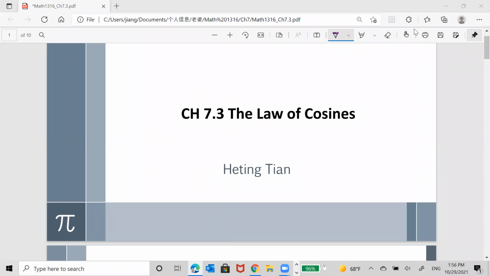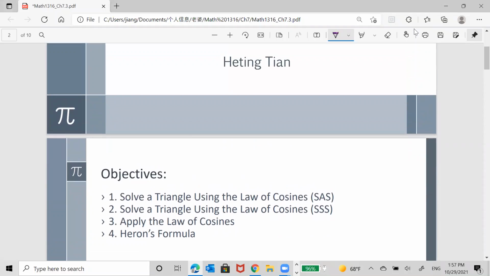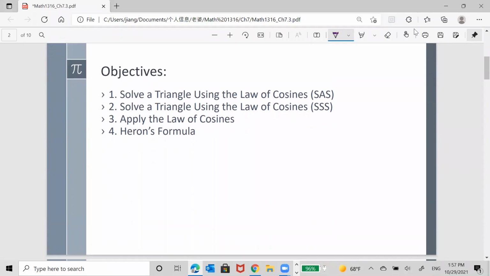In this video, we will learn chapter 7.3, the law of cosines. In the previous video, we learned the law of sines. Let's do a little bit of review. Law of sines.